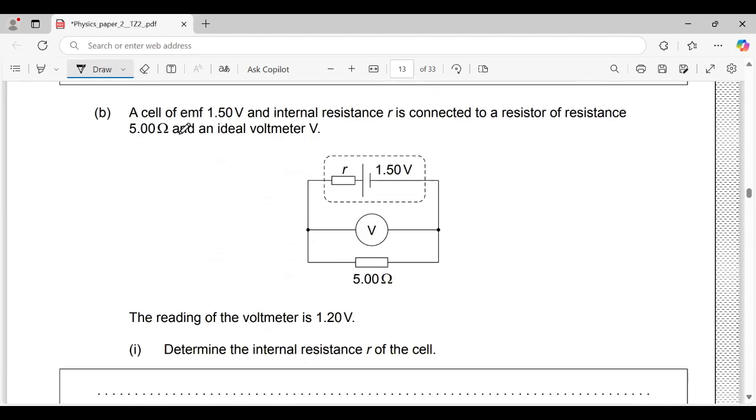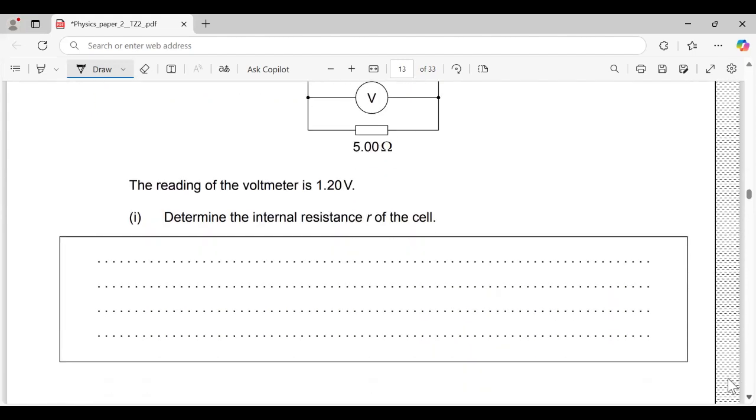B. A cell of electromotive force 1.50 volts and internal resistance r is connected to a resistor of resistance 5 ohms and an ideal voltmeter V. This is the circuit. The reading of the voltmeter is 1.2 volts. Determine the internal resistance r of the cell.